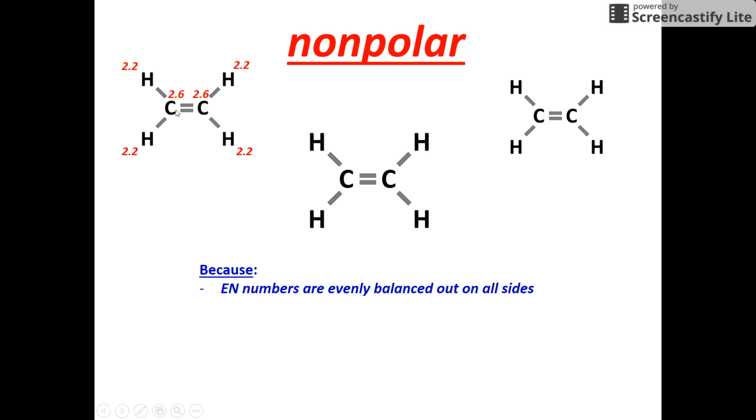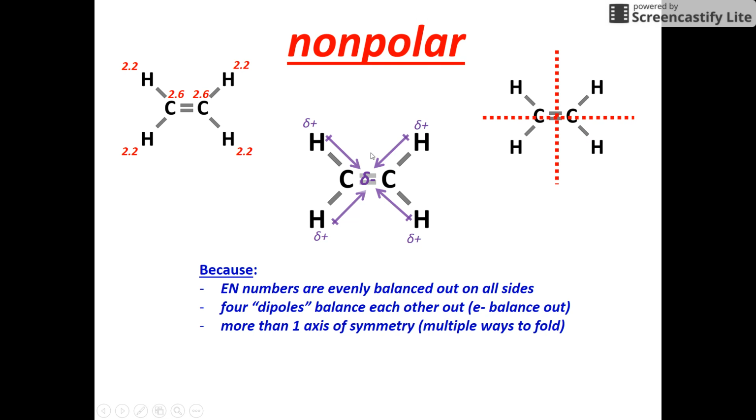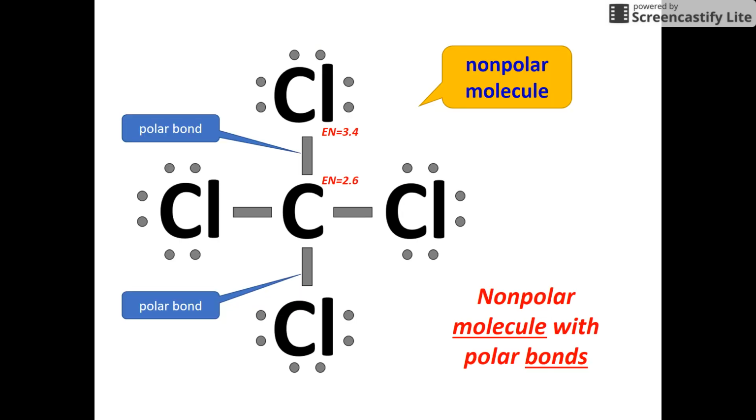The carbons have a little bit higher electronegativity, and then the hydrogens in these four directions have a lower electronegativity. So we've got dipoles where the electrons are being pulled slightly towards the carbons in the middle. The dipoles balance each other out, and we've got more than one axis of symmetry, multiple ways to fold this molecule, C2H4. So it's got a symmetrical shape and symmetrical distribution of electrons. Nonpolar molecule. All right.